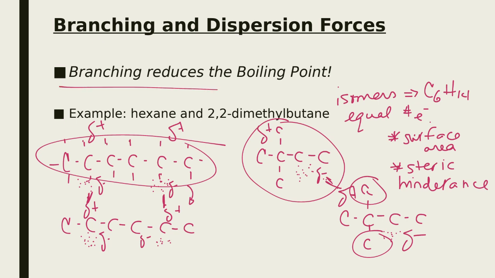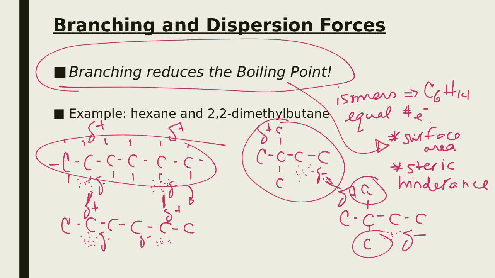So branching always reduces the boiling point for two reasons. Surface area is going to get reduced, and steric hindrance of those branches gets in the way, and the molecules can't be attracted as tightly as they'd like.